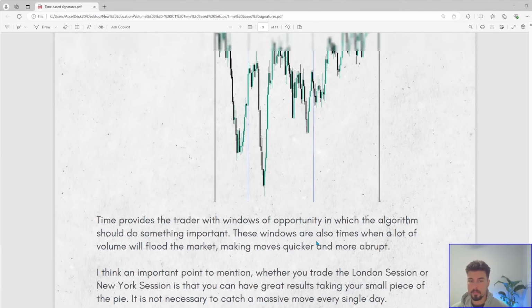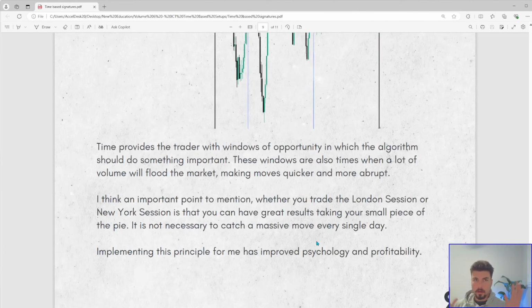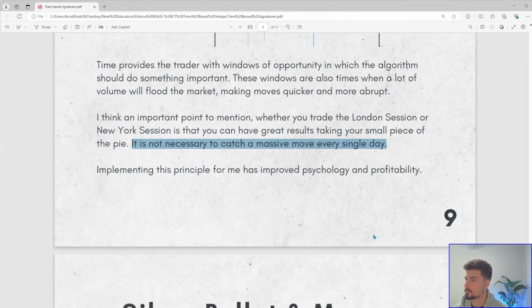Now again, when you're looking at time, these time frames, they provide windows of opportunity. And it comes down to personal preference. It comes down to how much time you have and also your psychology. For me personally, this is important. Whether you're trading the London session or New York session, you can have great results by taking your small piece of the pie.